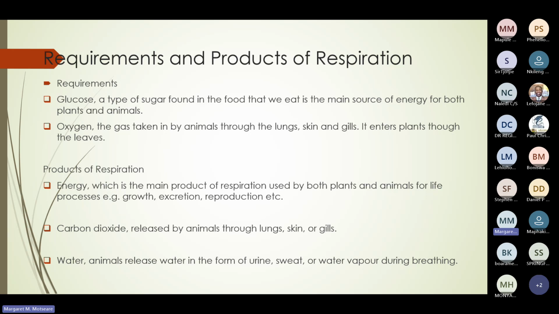And then we have water. Animals release water in the form of urine. So if you go to the toilet and urinate, it means you are taking out water. Or if you are sweating, that sweat has water. Or water vapor during breathing. When you breathe, there is that water vapor that is coming out. And then if you cool that water vapor, it becomes water.